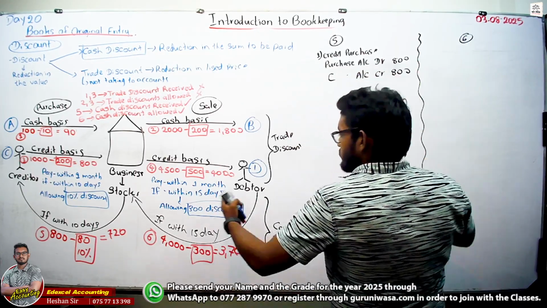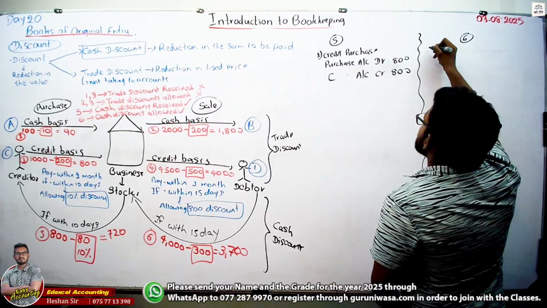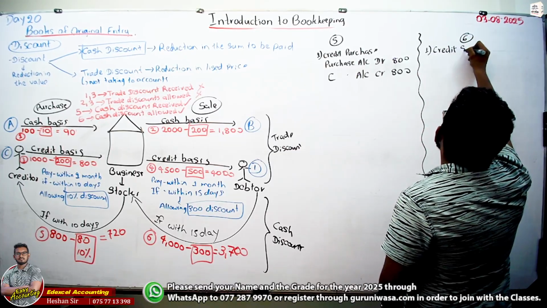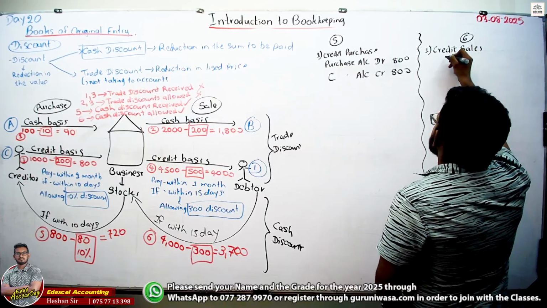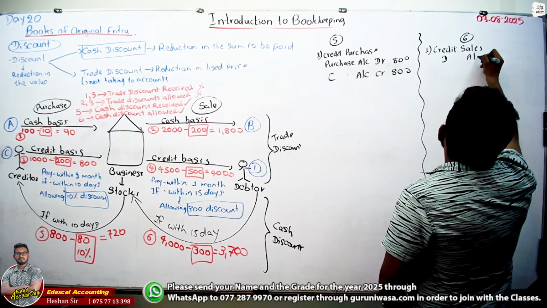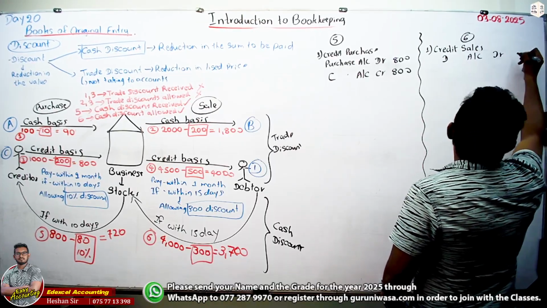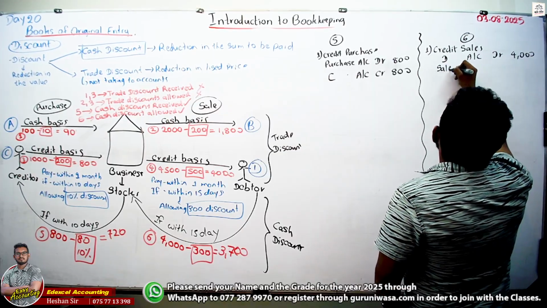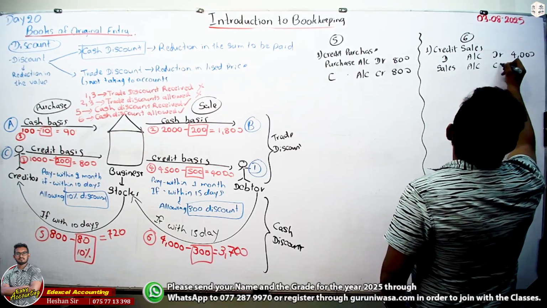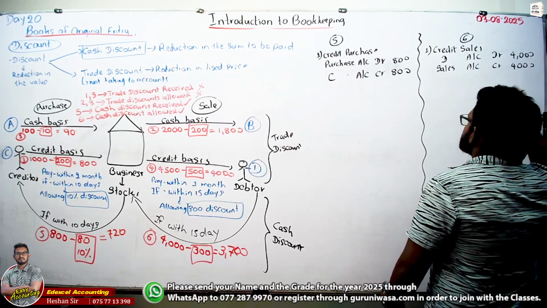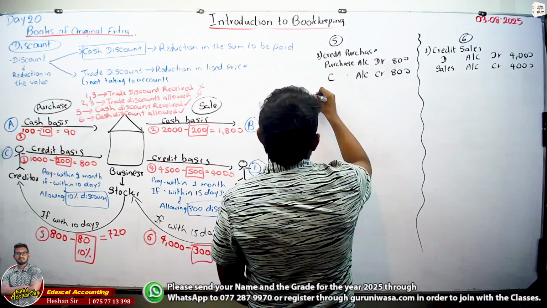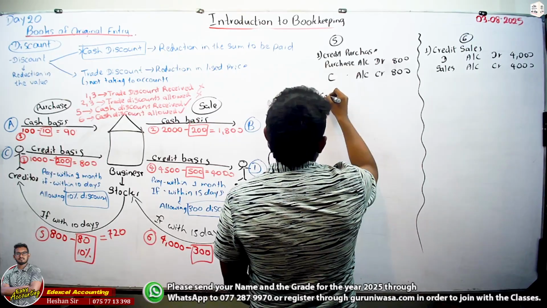In here is sold to D, number one, credit sale. You can see D's account debit 4,000, sales account credit 4,000. Right. Now number two, cash payment.